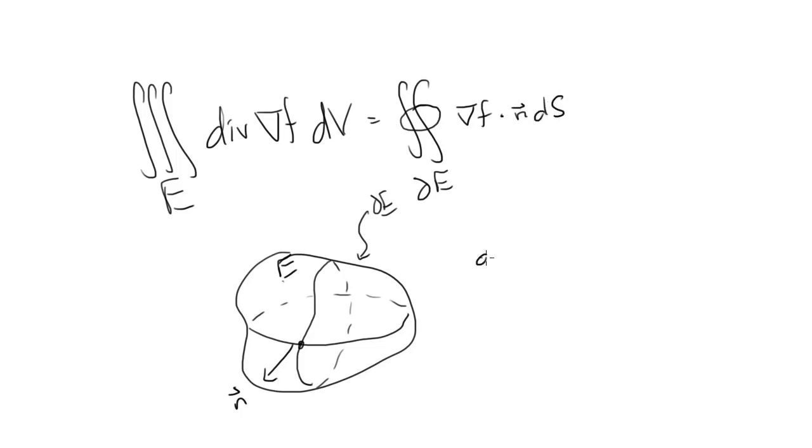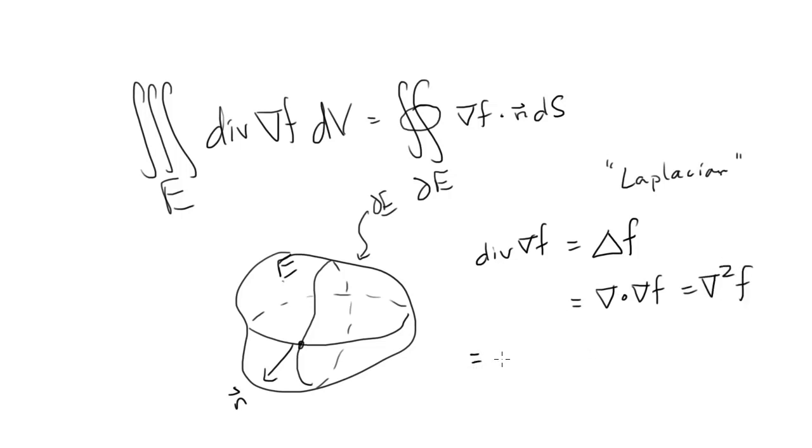The divergence of the gradient is used so often, it has a special name and a special symbol, the Laplacian. Or in physics, they'll use del dot del or del squared. In any case, it's the del operator dotted with the gradient, and you get the sum of the second derivatives.